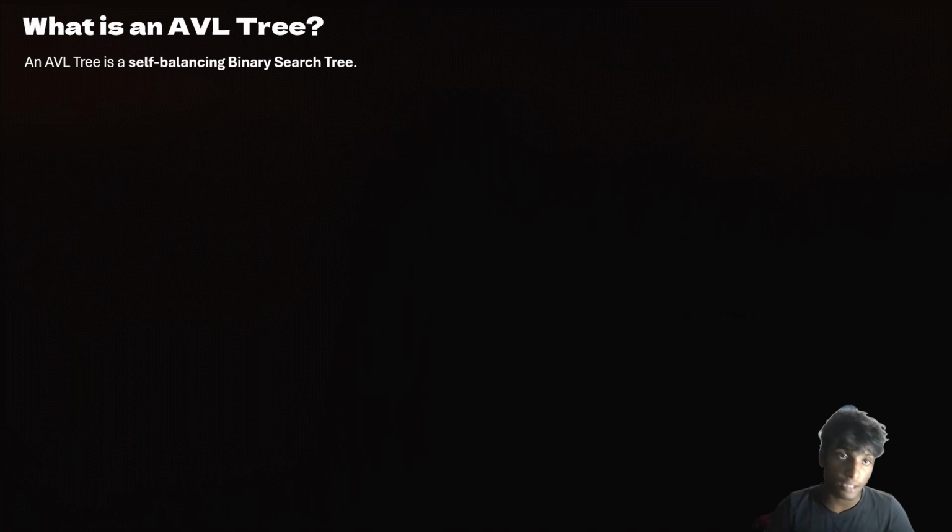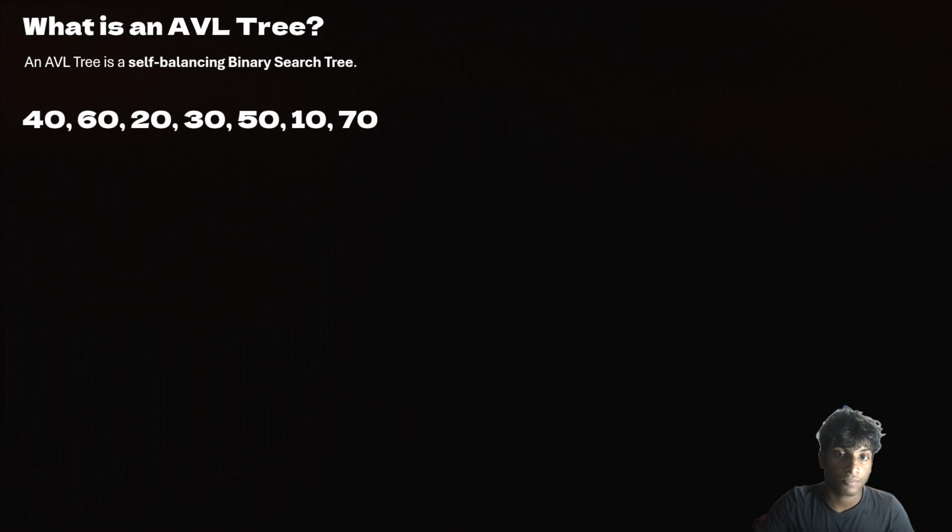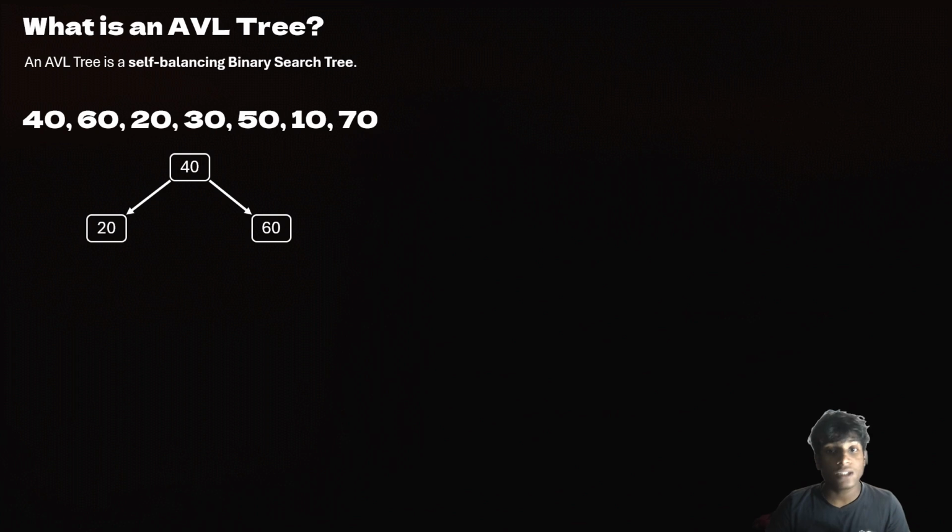Let's take these elements as example: 40, 60, 20, 30, 50, 10, and 70. When these elements are inserted into the binary search tree, 40 becomes the root node and 60 is greater than 40, so it goes to the right side of the 40. And 20 is smaller than 40, so it goes to the left side of the 40. And 30 is smaller than 40, so we go to the left, and 30 is greater than 20, so it goes to the right of 20.